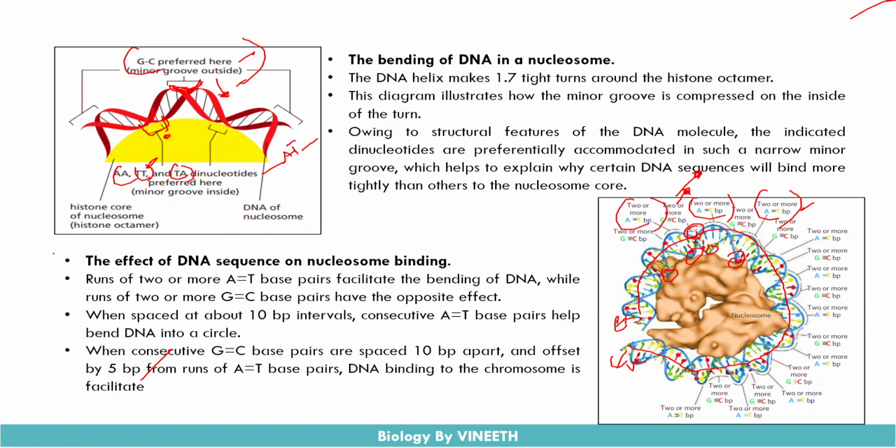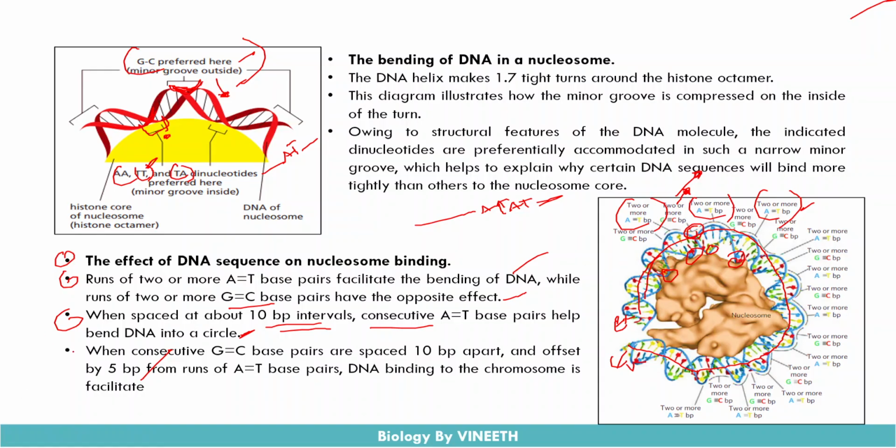And if we read these points: first point, runs of two or more AT base pairs facilitate DNA bending, while two or more GC base pairs have the opposite effect, making the DNA linear, converting the bent form of DNA into linear form, when spaced at 10 base pair intervals. Consecutive AT base pairs help bend DNA into a circle. So these AT clusters have to be present in the nucleic acid chain for bending, for every 10 base pairs.